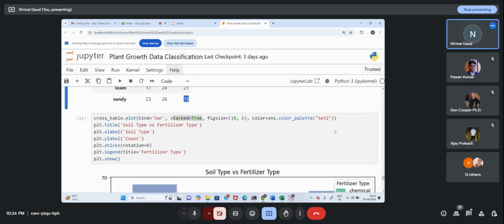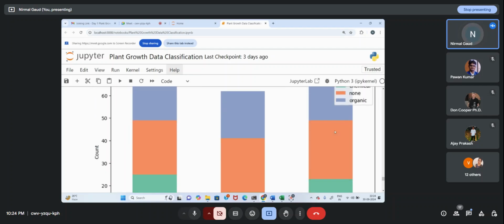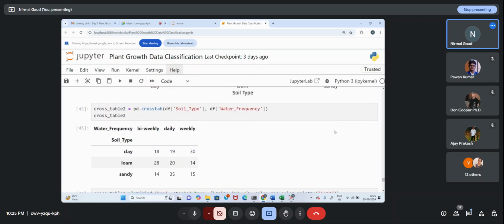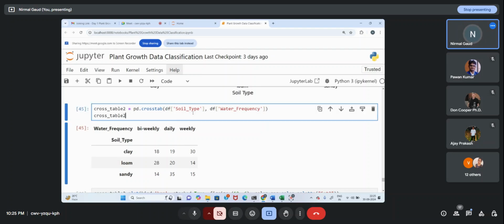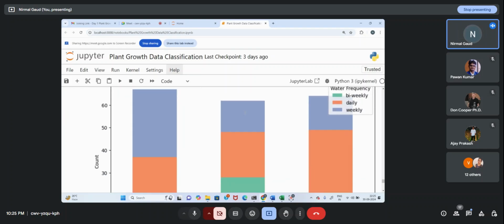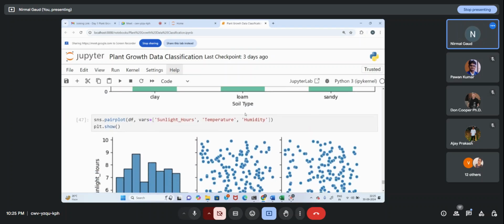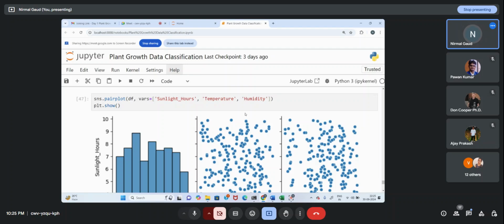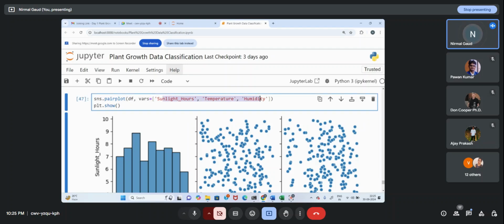Okay, fine. So I built this thing also. I made the cross tab for soil type and water frequency also. Same, I made the stacking plot. Then I made the pair plot also for it. So in the pair plot, I took the continuous features.